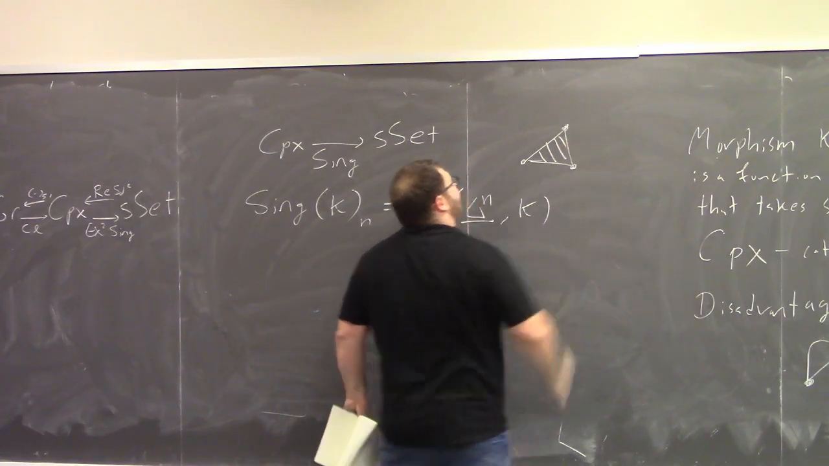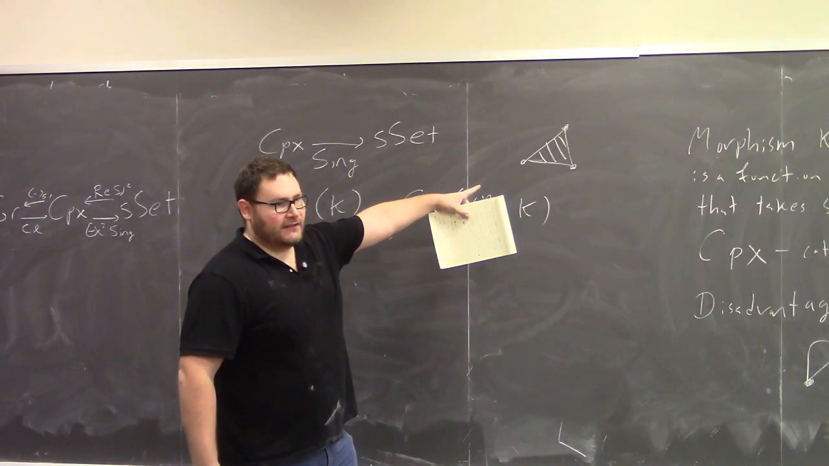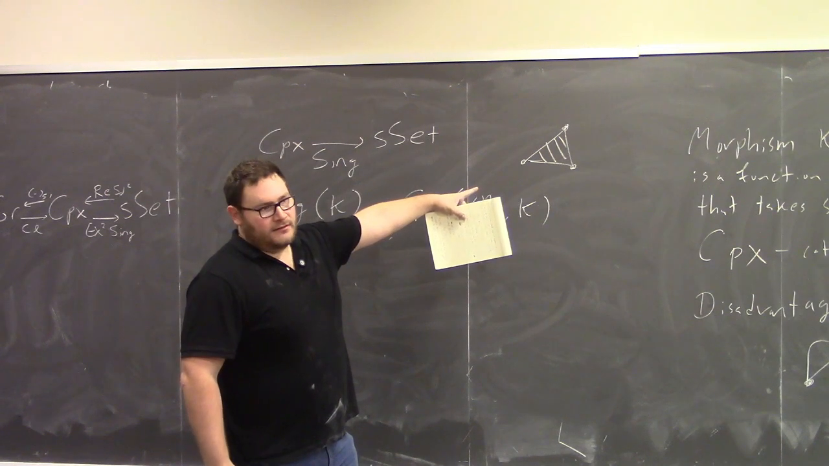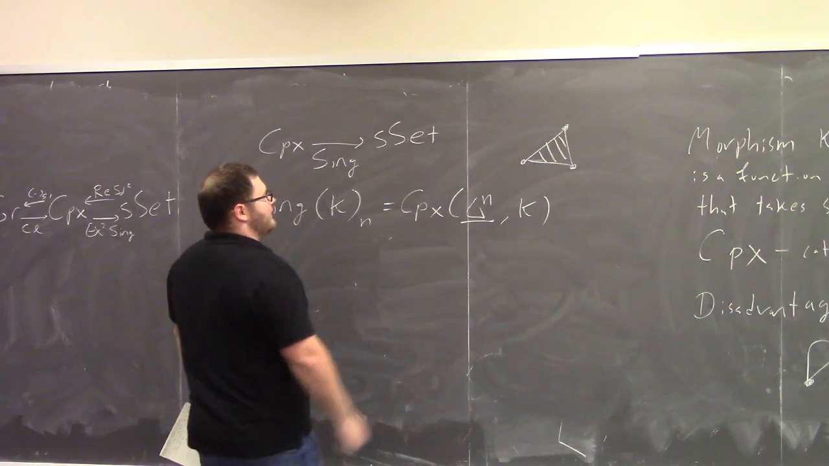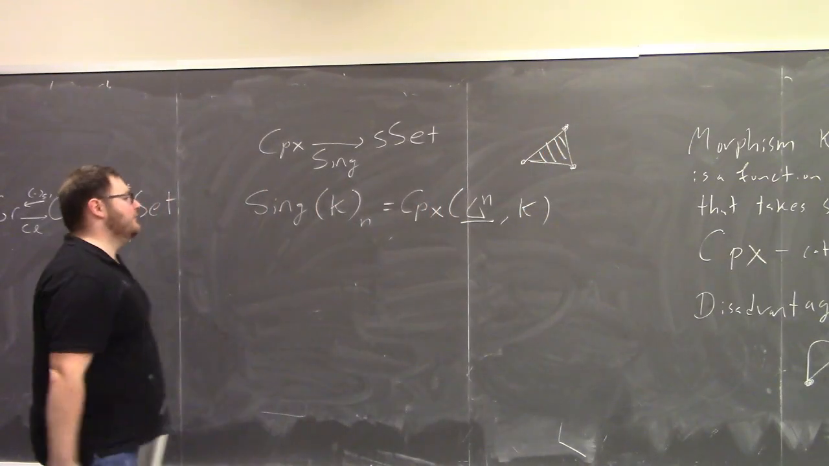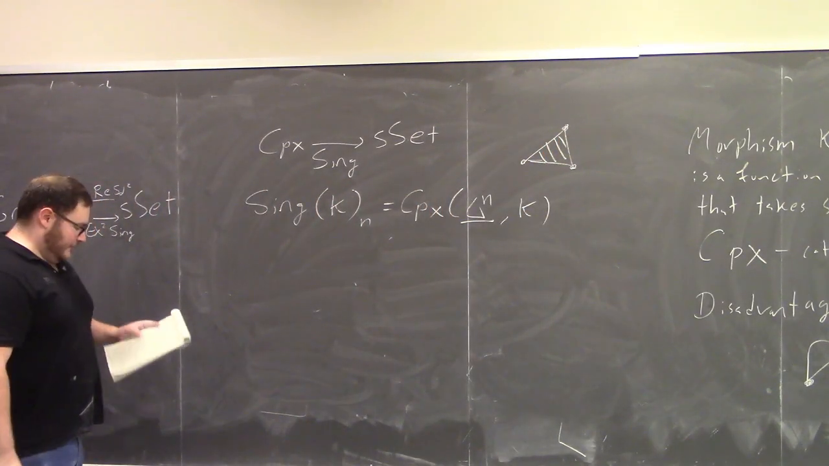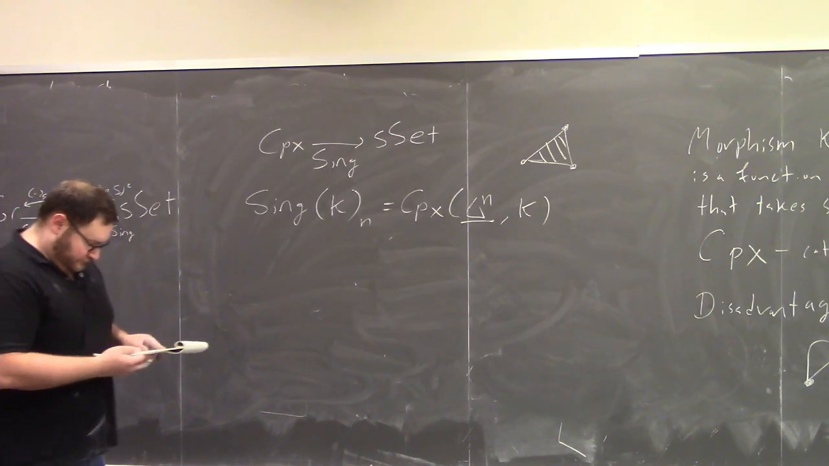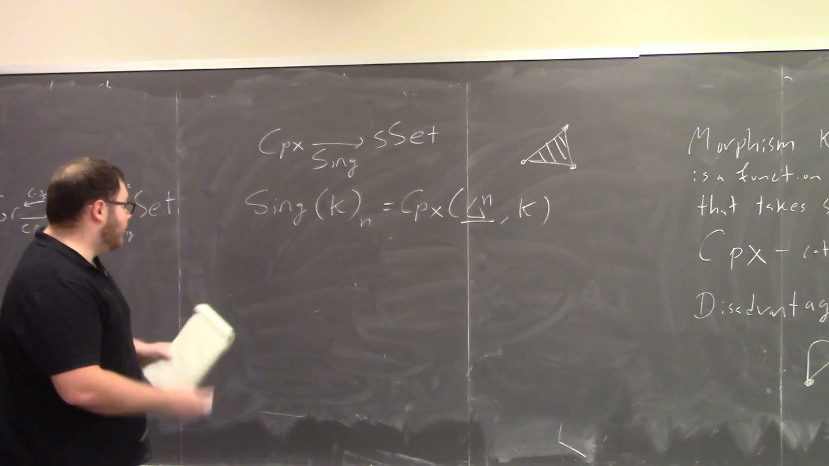This simplicial complex has three simplices. And then for every two-simplex, it has that. So it has tons and tons of simplices. But there's an amazing fact.